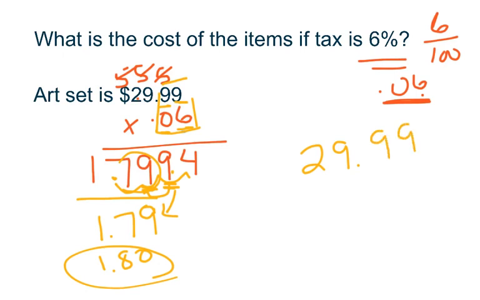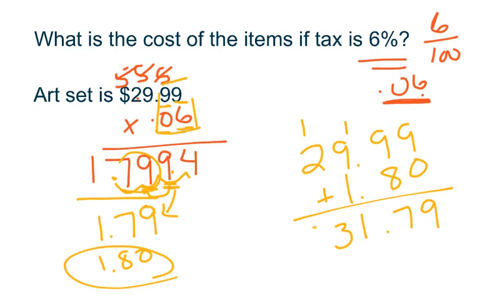But I have $1.80 tax that I have to add to that. And when I add that, 9 plus 8 is 17, carry the 1. I'm going to get $31.79. And this is the answer for the art set.